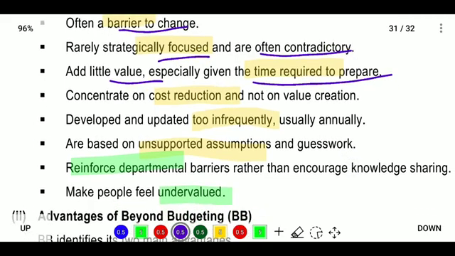Next, concentration on cost reduction will not create value for your company. It will always focus on cost reduction. When you only focus on reduction, your quality will decrease.